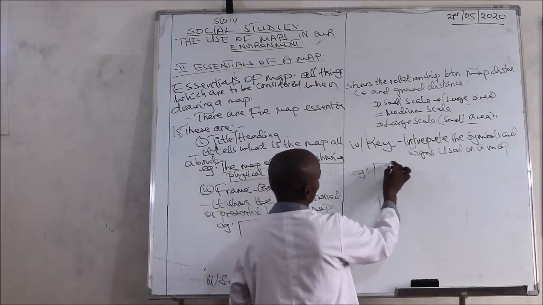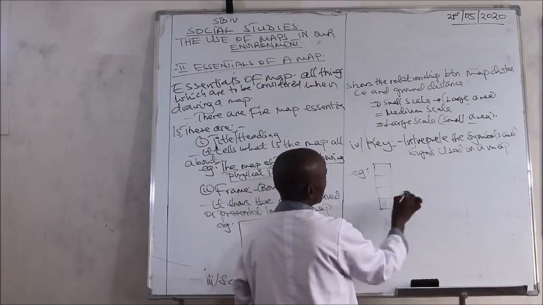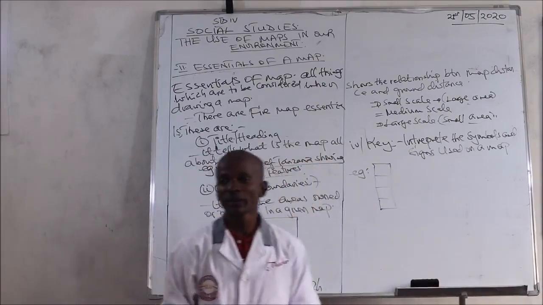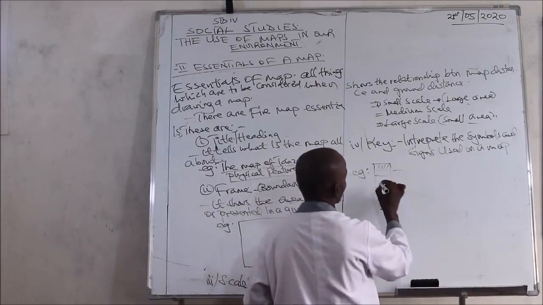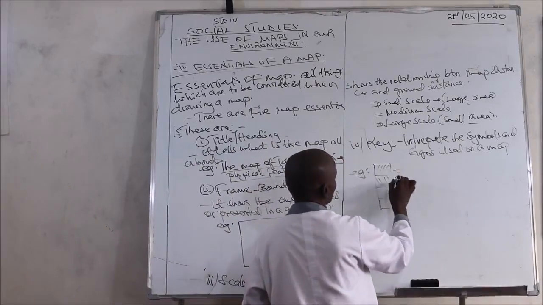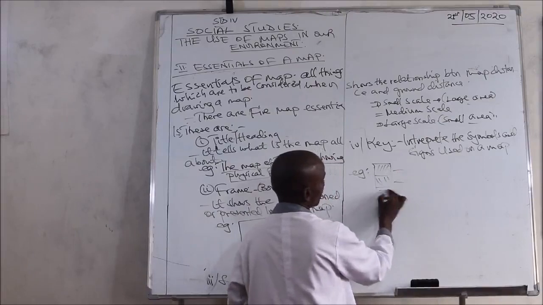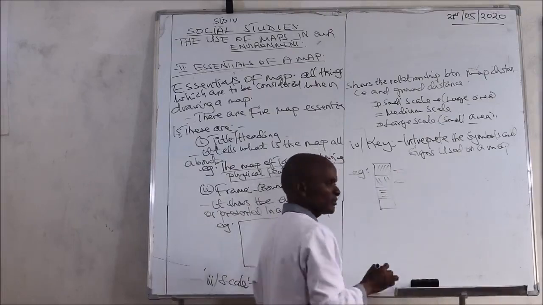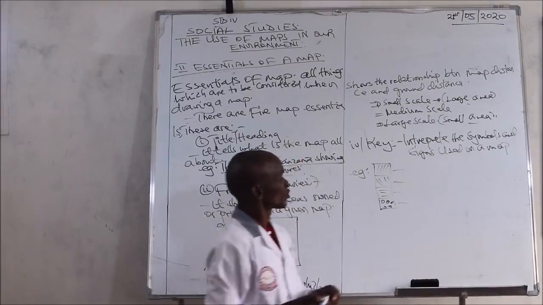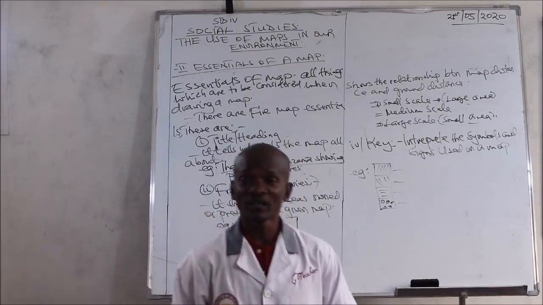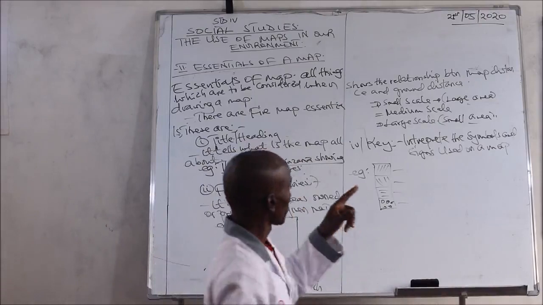It is written this way, whereby maybe it can be given by colors or whatever. Sometimes they can show you, this one is black color, it shows something. This one is red color, it shows something. This one is maybe yellow color, it shows something. This is an example of the way you can write your keys.